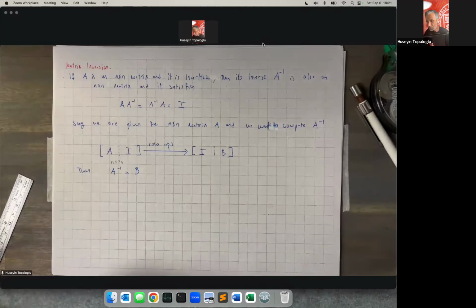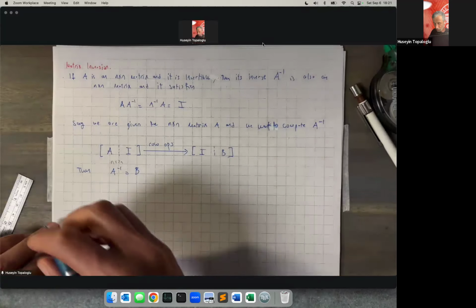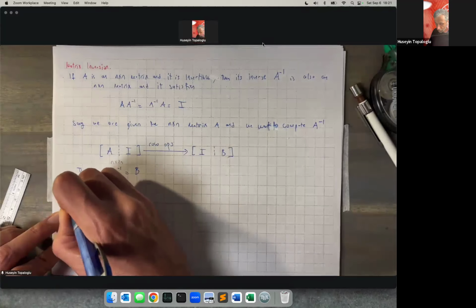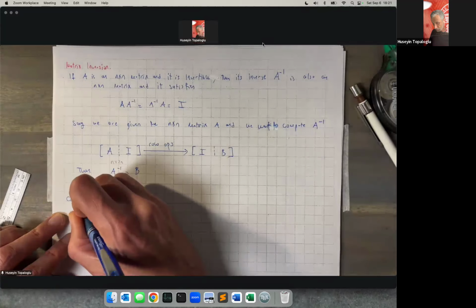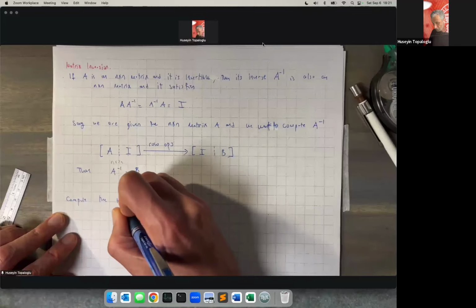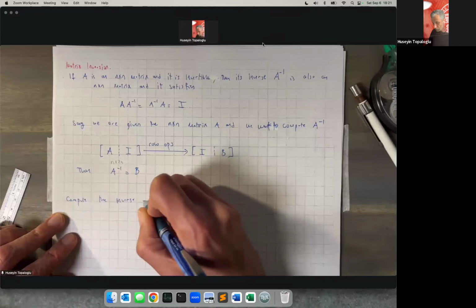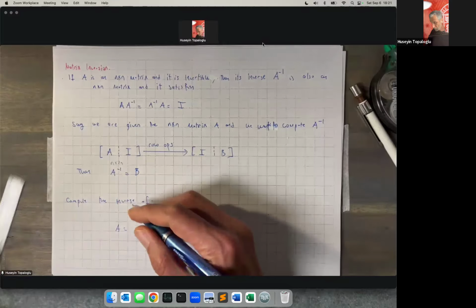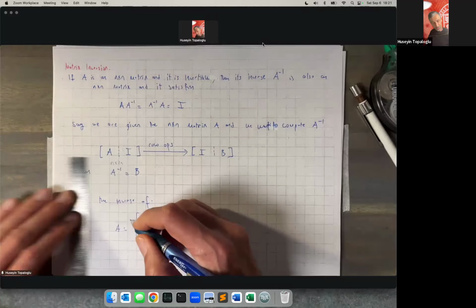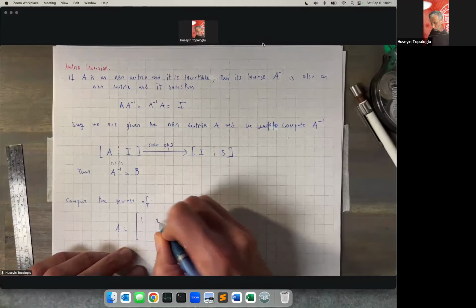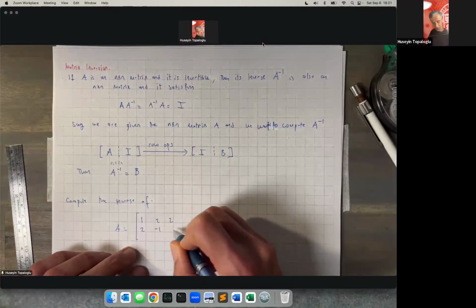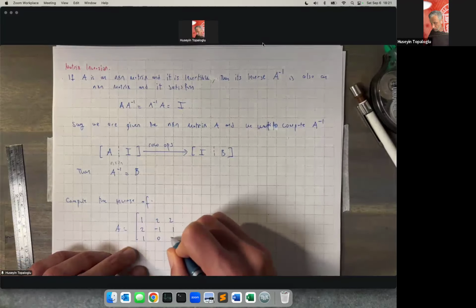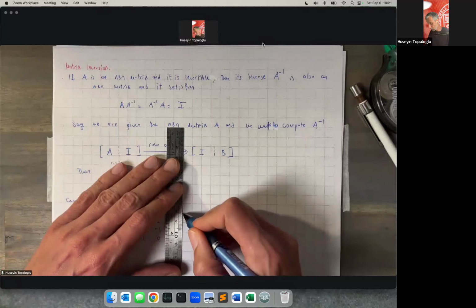So let's do an example just so that we're refreshing these ideas in our minds. Let's do an example to remind ourselves how we compute the inverse of a matrix by doing row operations. So let's compute the inverse of a 3 by 3 matrix. Let's compute the inverse of this matrix A given by 1, 2, 2, 2, negative 1, 1, 1, 0, 2.